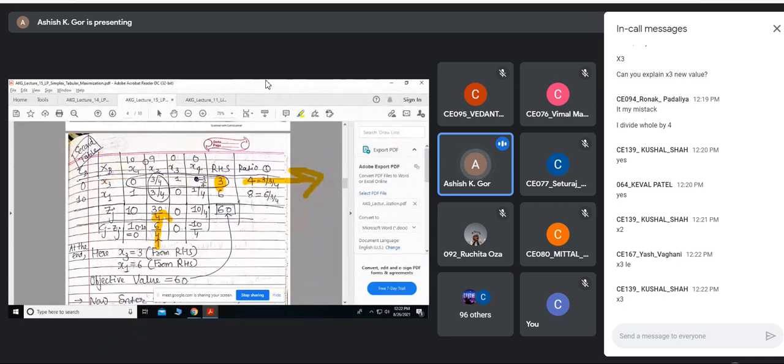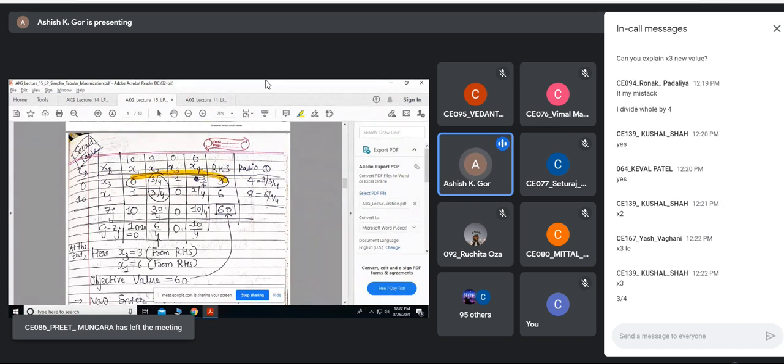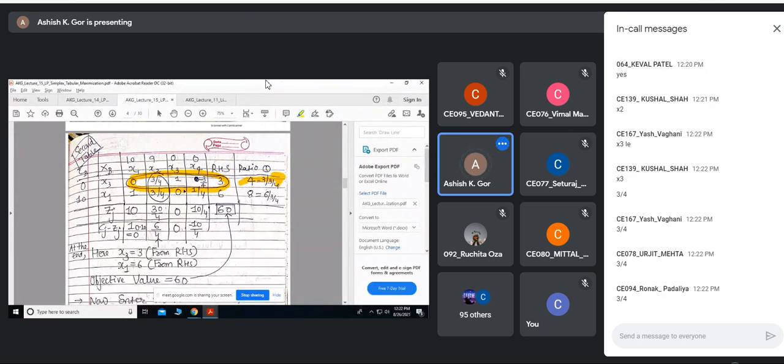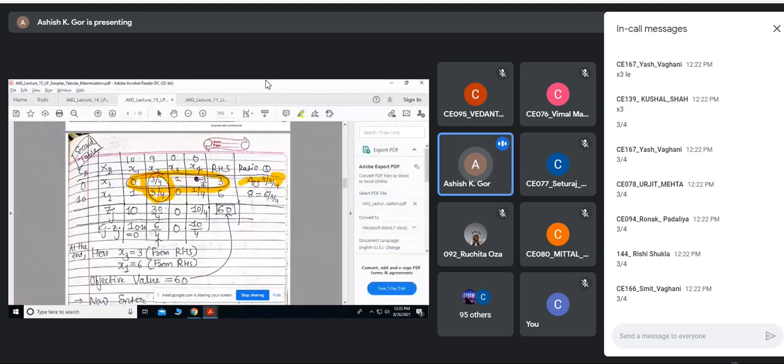Okay, so there will be x1, x2. Can you tell me what is a pivot? What is a pivot value? This is a key because this is going to leave with the minimum ratio. So this is a key row, this is a key column. So 3 by 4 is a pivot value.